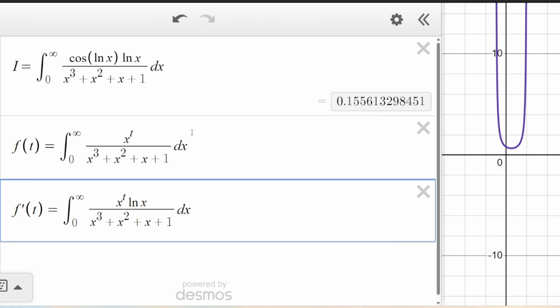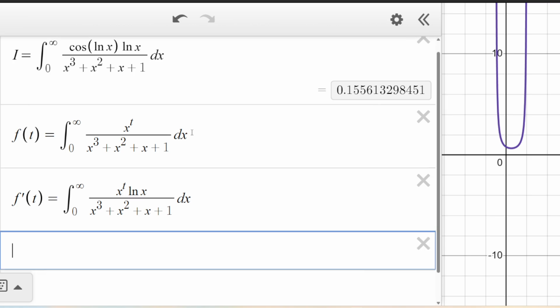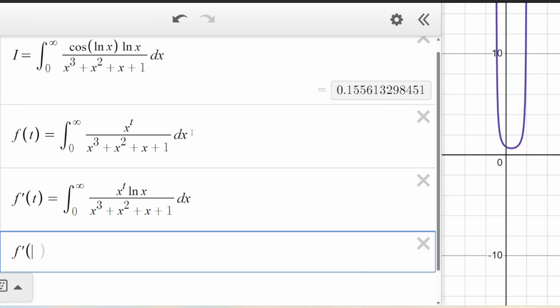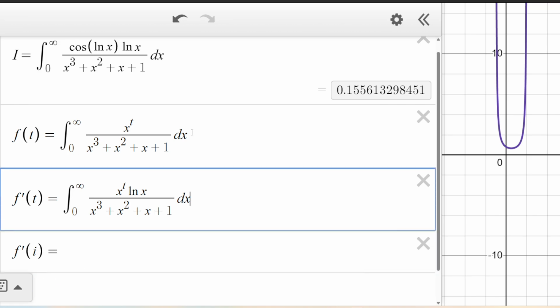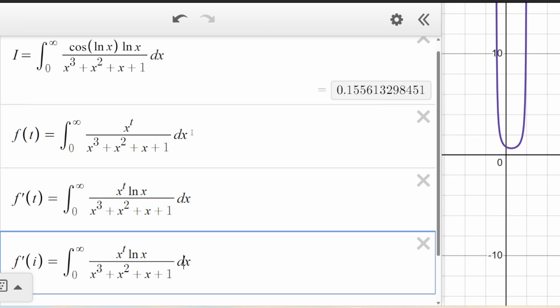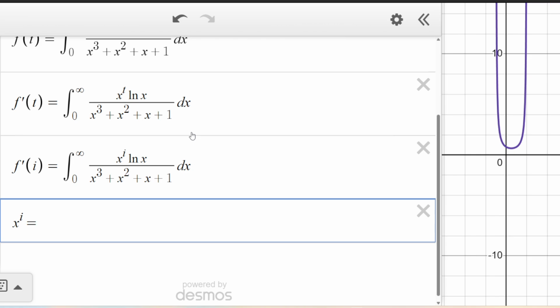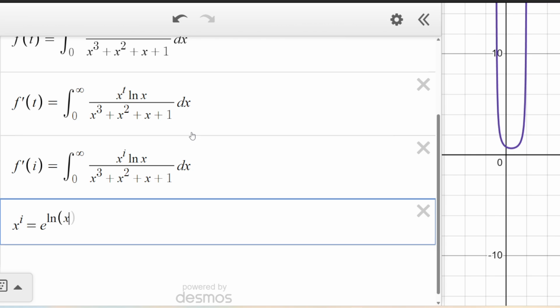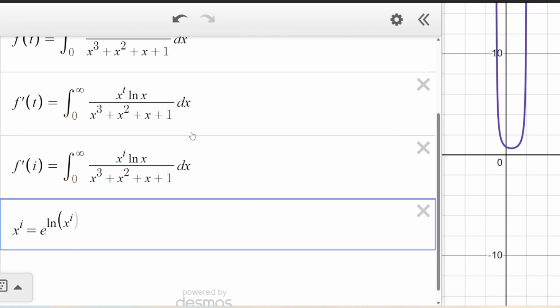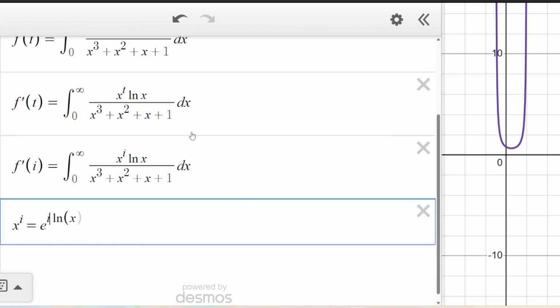All right, let's see. What happens if we plug in f prime at i? Well, f prime of i is equal to this. Well, what's x to the i? We can rewrite any function of x as e to the natural log of that function of x, because the e and the natural log cancel out. And then using the properties of logarithms, we can bring that i right outside.